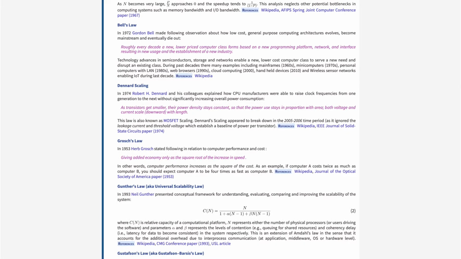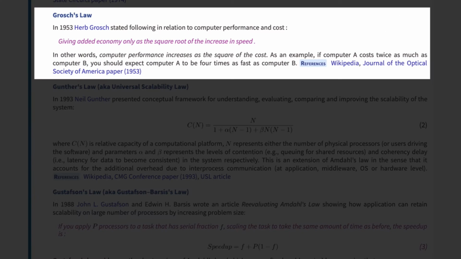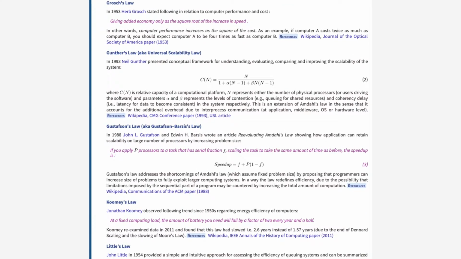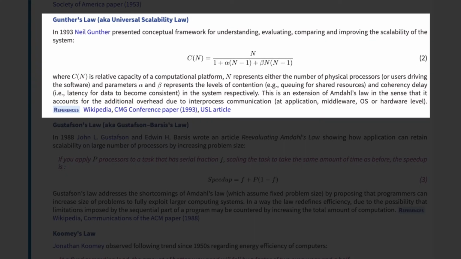In relation to computer performance and its cost, Herb Grosch stated, computer performance increases as the square root of the cost. In 1993, Neil Gunther presented a conceptual framework for understanding the scalability of the system.